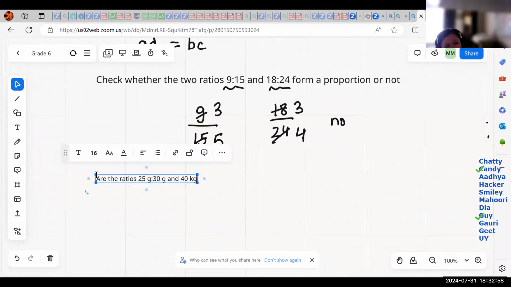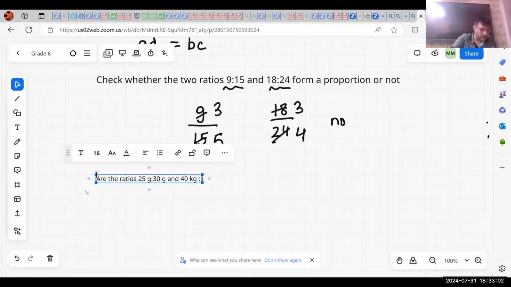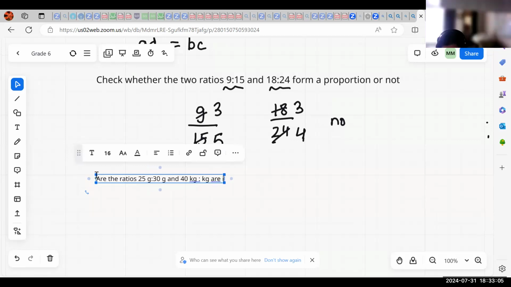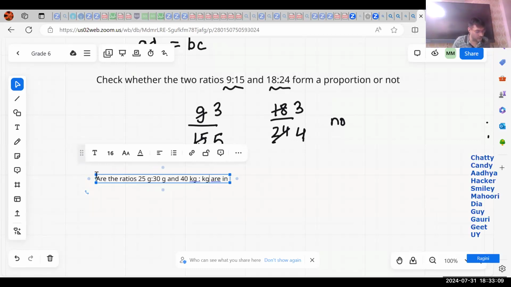So 25 g and 30 g. Yes. So grams? I thought you don't use units with proportion and ratio. And generally we don't, when it's given in the book question.